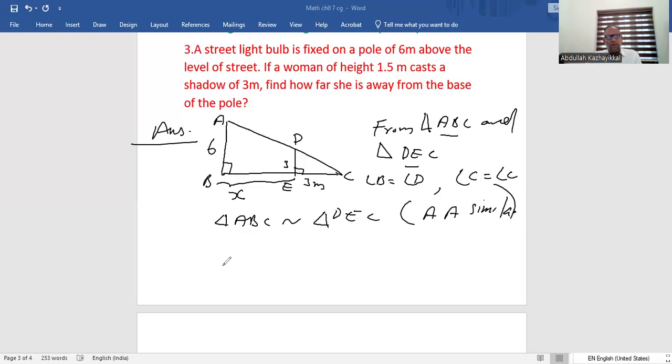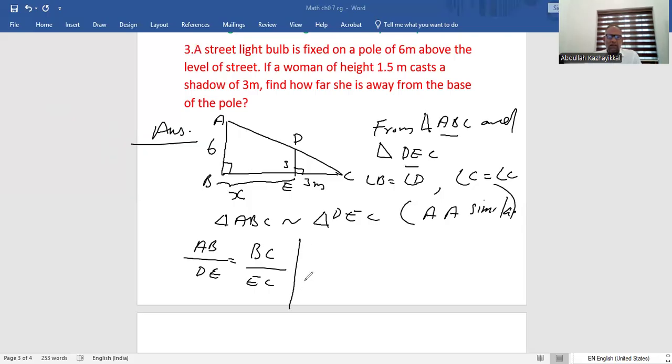Understood? Similarity. If two triangles are similar, corresponding sides are proportional. So we can say AB by DE is equal to, now be careful, big triangle BC, that means x plus 3. All of you please note this one. Here it is, big triangle side BC, BC by EC, DC by AC.